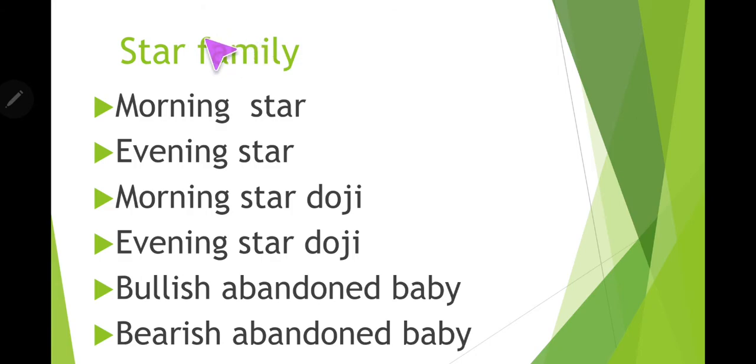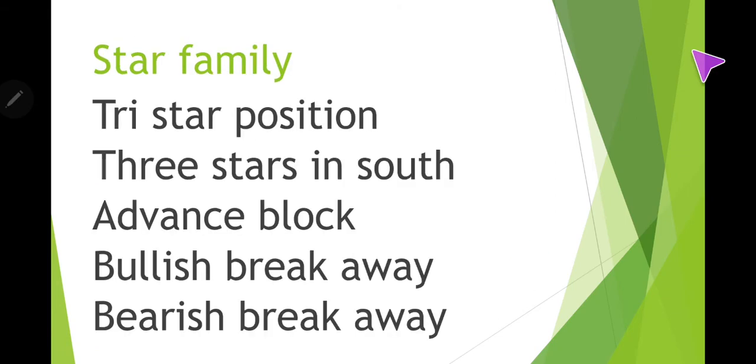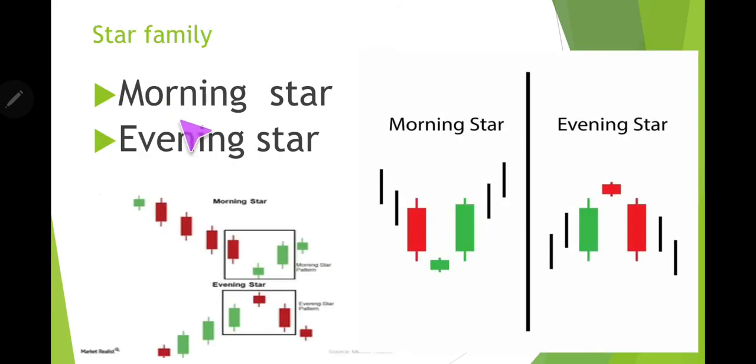Star family. Under the star family, we've got the morning star, evening star, morning Doji star, evening Doji star, bullish abandoned baby, and bearish abandoned baby. Still under star family, we've got 3-star position, 3 stars in south, advanced block, bullish breakaway, and bearish breakaway. Morning star and evening star.